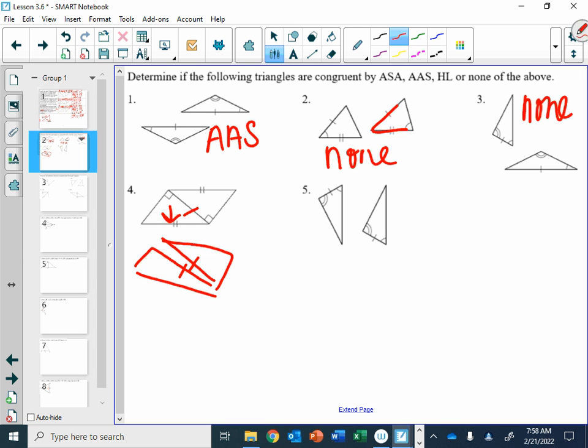Hypotenuse, hypotenuse, and that side we marked as a leg. So your legs are just any side that's not your hypotenuse. So that would be hypotenuse, leg. If these were not marked as right triangles, then I can't say that. But since it's marked as a right triangle, I can say it's hypotenuse, leg.